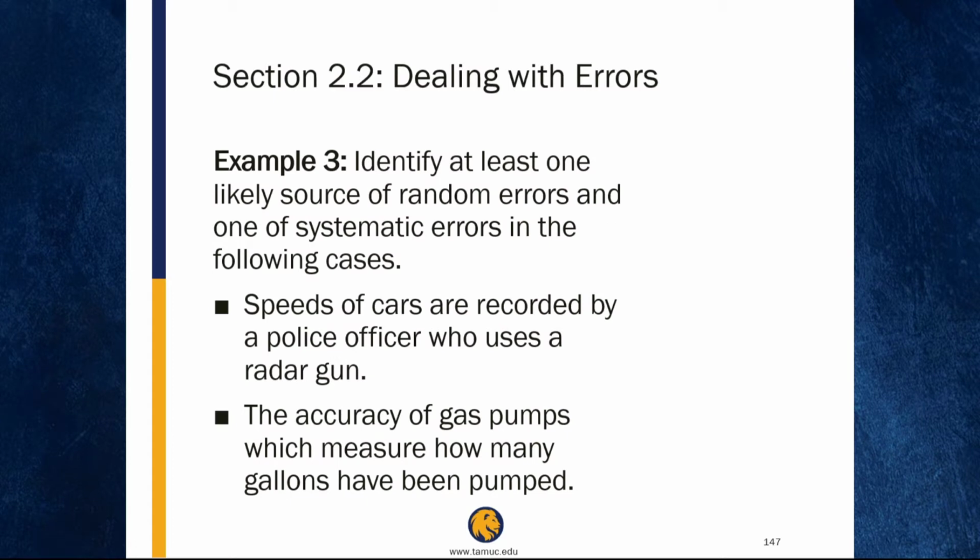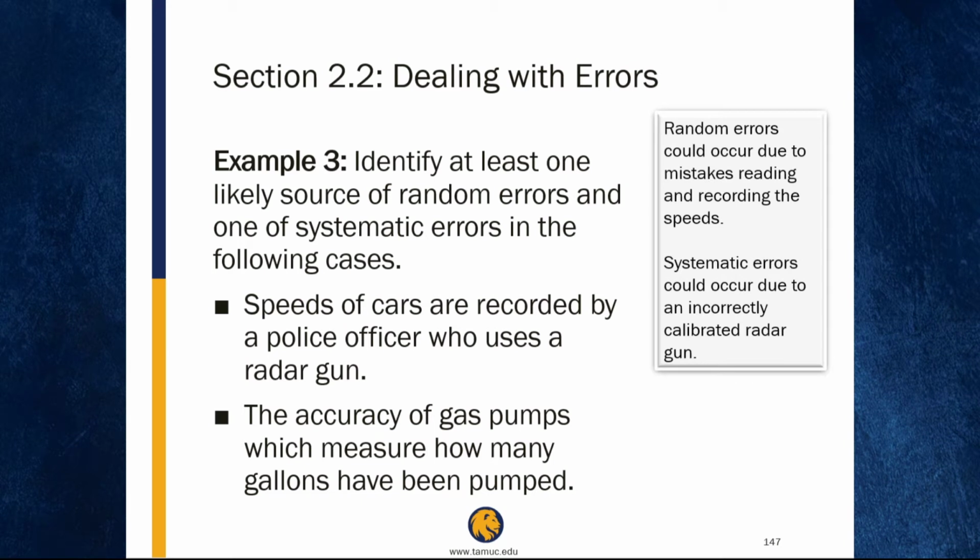On this next example, it says, identify at least one likely source of random errors and one of the systematic errors in the following cases. And so we talked about the speed of cars are recorded by a police officer who uses a radar gun, and the accuracy of gas pumps, which measure how many gallons have been pumped.